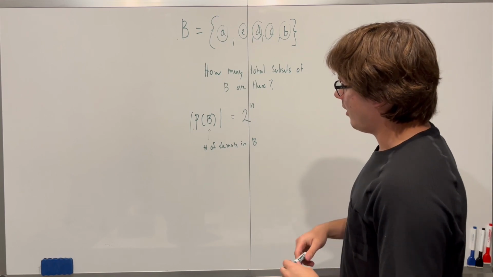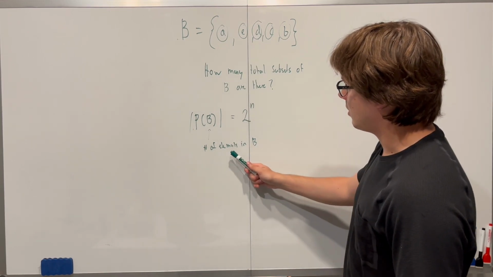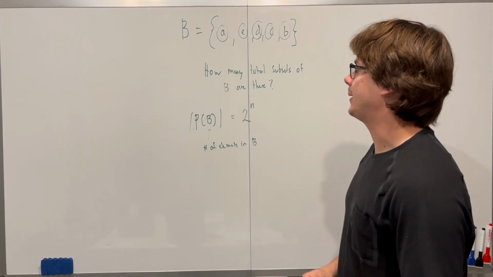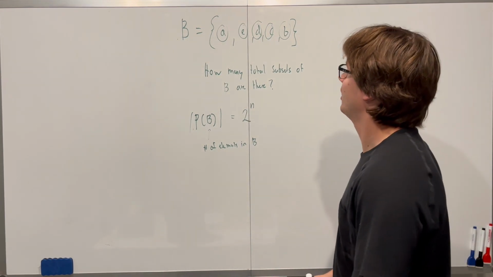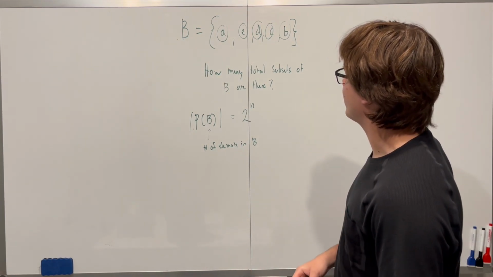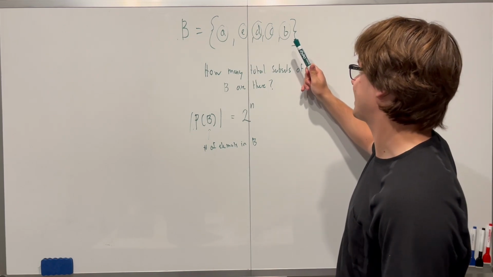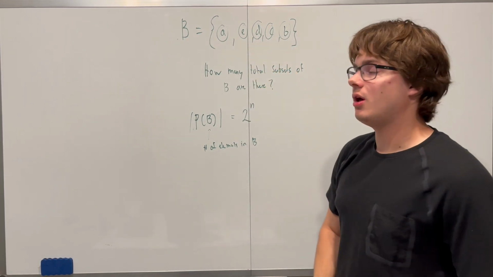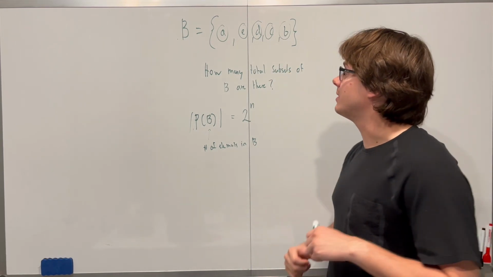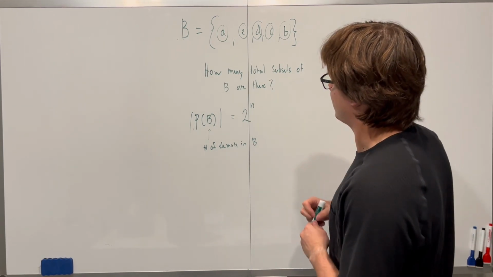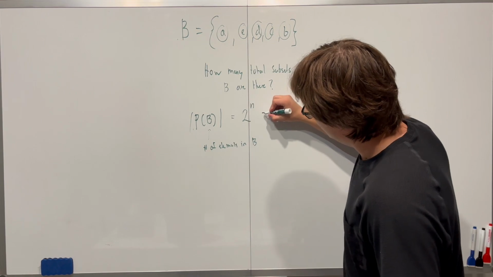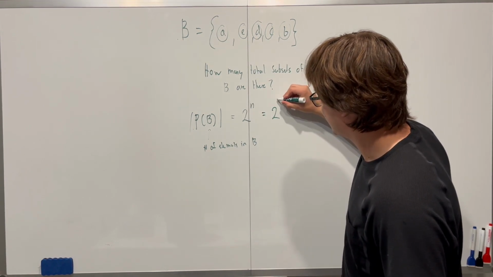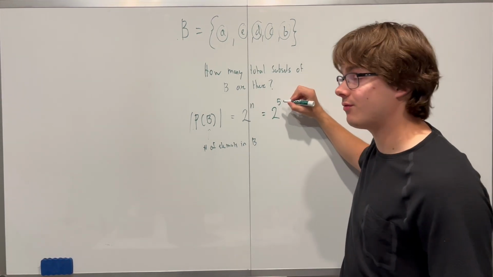Anyways, how many elements are there in B is going to help us figure out how many total subsets of B there are. Well, what do we do? We just need to count them. So let's count them backwards because it's not going to matter. 1, 2, 3, 4, 5. There are 5 elements in our set that we're asking about. So we're simply going to say this is going to be 2 to the power of 5.